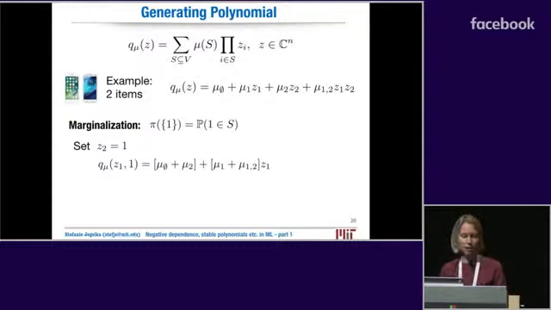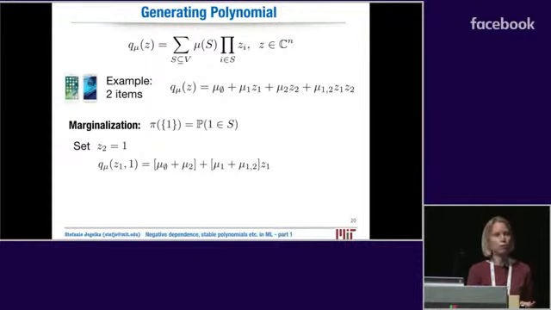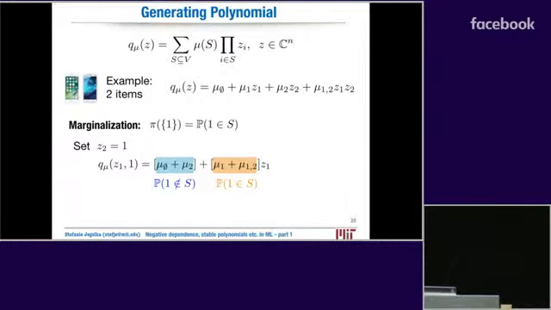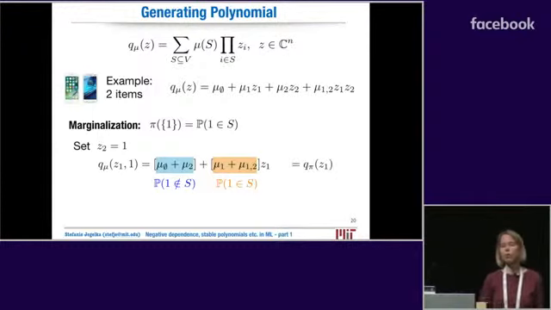So what remains is just z1 as a variable. If you look at the terms you're getting, I wrote them out here for you: the first part that doesn't have a coefficient is mu of the empty set plus mu2, and that's the probability of not seeing item 1. The other part is the coefficient that remains with z1, and that's the probability of seeing item 1. So what I got here very easily by just setting some variables to 1 was the generating polynomial for the marginal distribution of z1. That's example 2, and this is fairly simple as an operation.